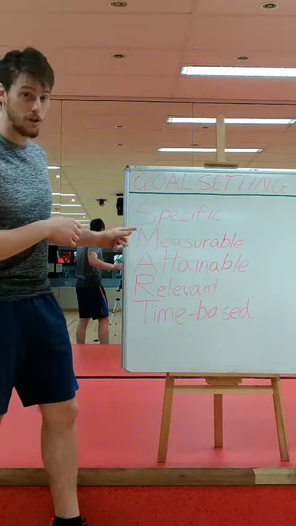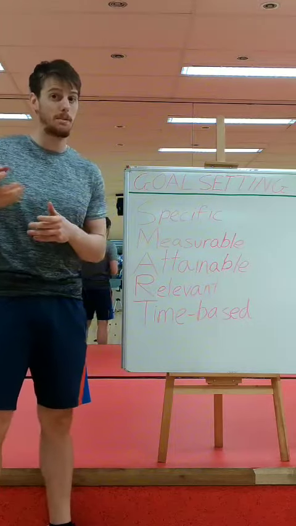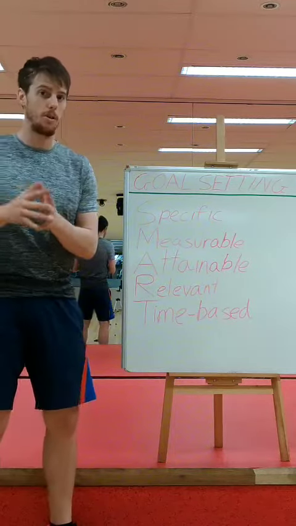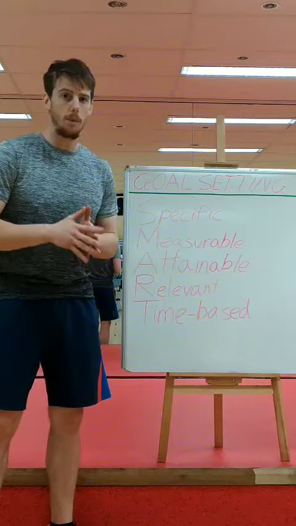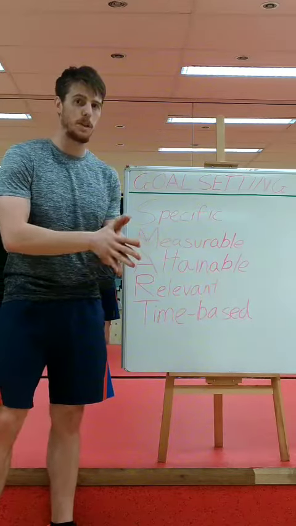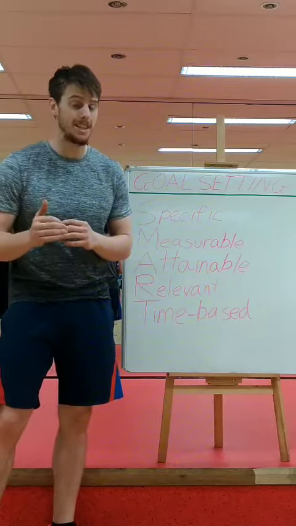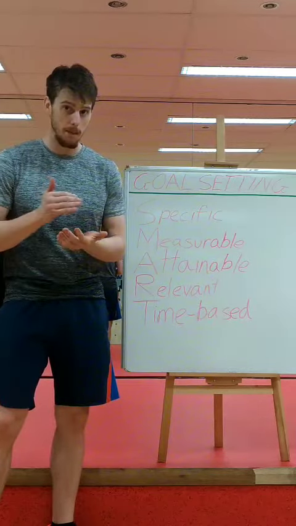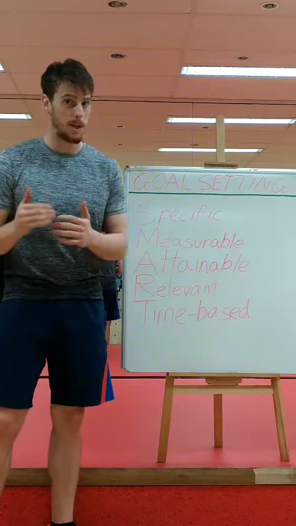Number two is measurable. We want to make sure these goals are measurable. The easiest way to do this is to make them number-based. I want to lose so many kilograms. I want my waist to be this many centimeters. I want to be able to lift so much weight. I want to be able to do so many push-ups. If you set these goals as a number-based thing, you can very clearly see your progress towards these goals. It means you can see it getting closer and closer as your numbers go up or come down to get close to your goal.